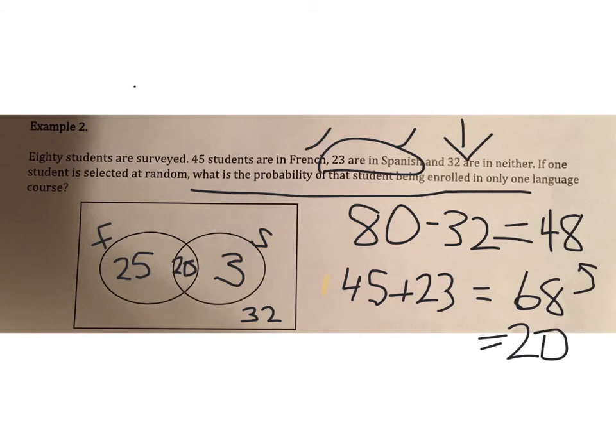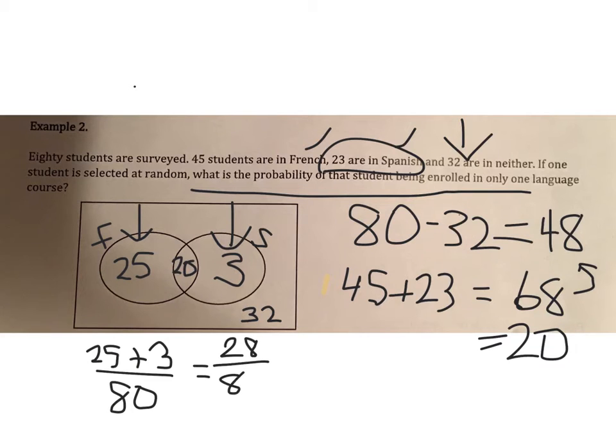Now the question was, what is the probability that a student is enrolled in only one language? So we know that we're looking at 80 students in total, so that's going to be the bottom of our fraction. 25 students are only enrolled in French. 3 students are only enrolled in Spanish. So 1 language, just in French class, 1 language, just in Spanish class. So we're looking at 28 out of 80 enrolled in just 1 language, right? So remember, we can apply our set theory information with the filling out of the Venn diagram, and also thinking that the fraction can be changed into a decimal or a percent as well.